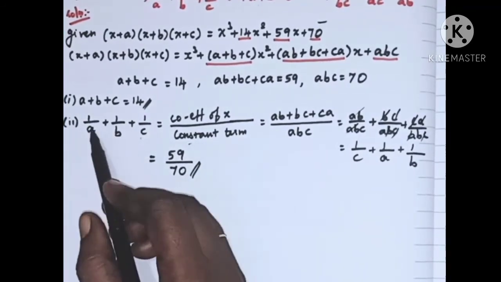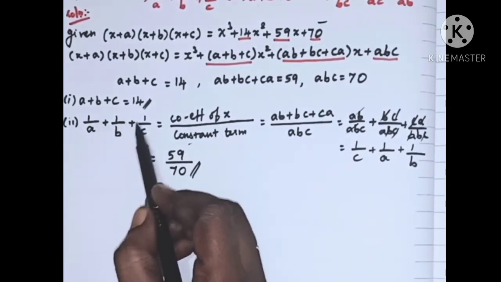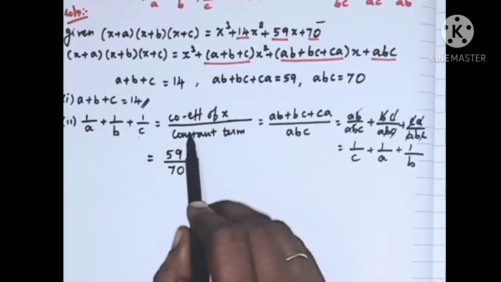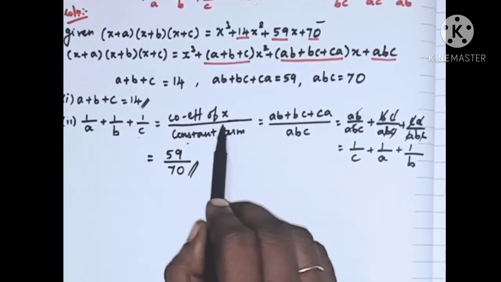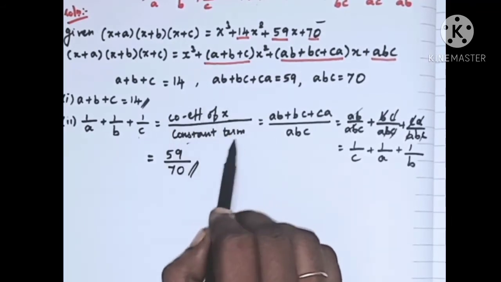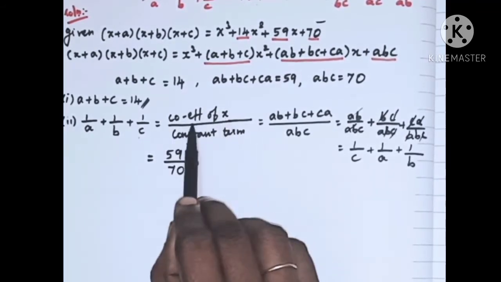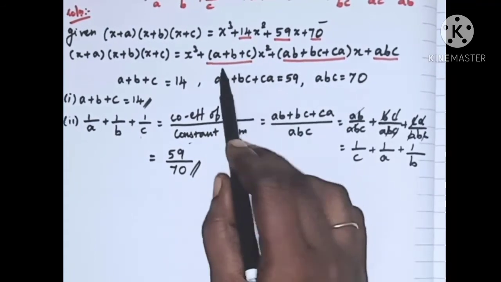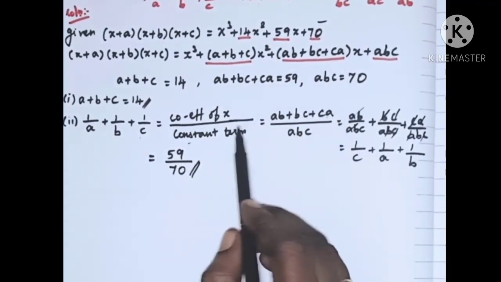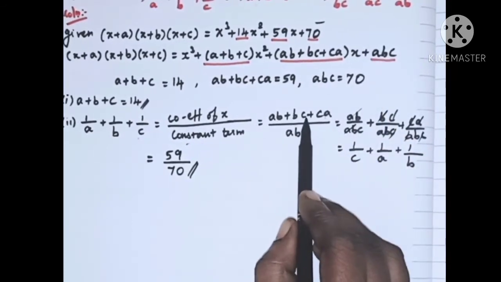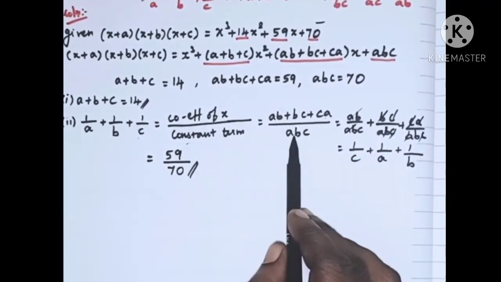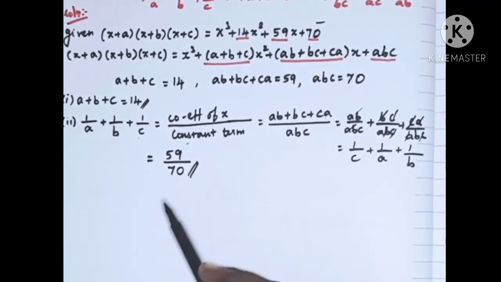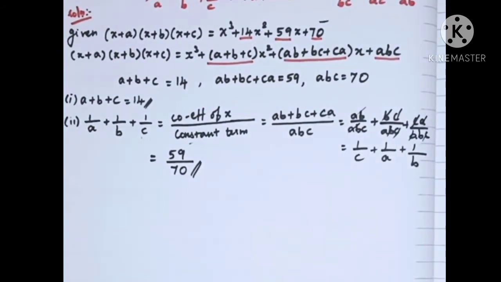So for the second subdivision, 1 by a plus 1 by b plus 1 by c, we have to find the coefficient of x by constant term alone. Okay, this one you have to remember, coefficient of x by constant term. So the coefficient of x is nothing but ab plus bc plus ca, by constant term abc. So the value of this one is 59 and the value of abc is 70. So this is the answer for the second subdivision.